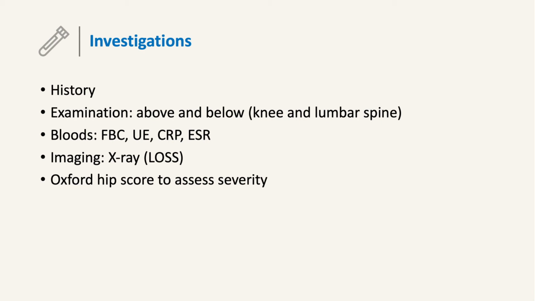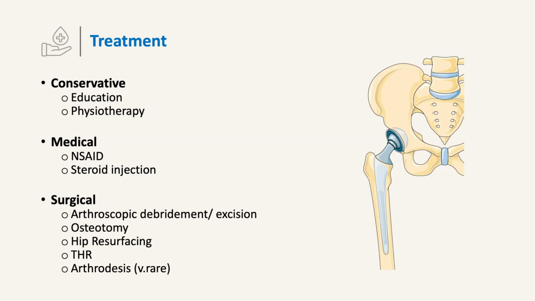There are various scoring systems which can assess the severity of osteoarthritis clinically, and the Oxford Hip Score is one which is commonly used. The treatment of hip osteoarthritis ranges from conservative to surgical methods.